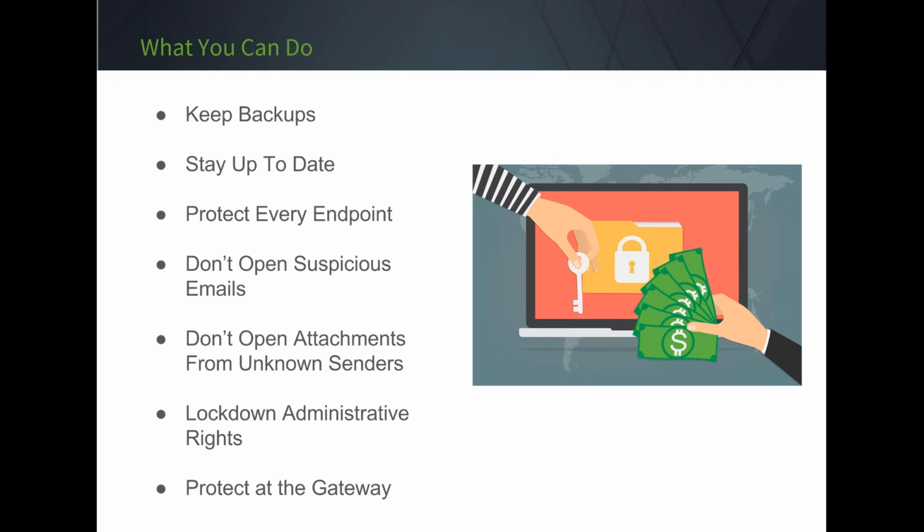Locking down administrative rights is another important thing you can do. Don't give users administrative rights, even on their own machines, unless it's absolutely necessary. And protect at the gateway. Untangle's NG Firewall can block spam, viruses, and phishing attempts that are very common in spreading malware and ransomware, and it can also block phone home requests made by malware.